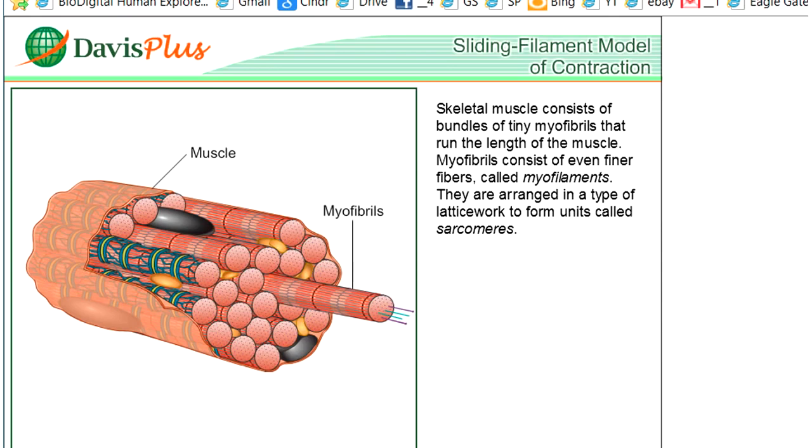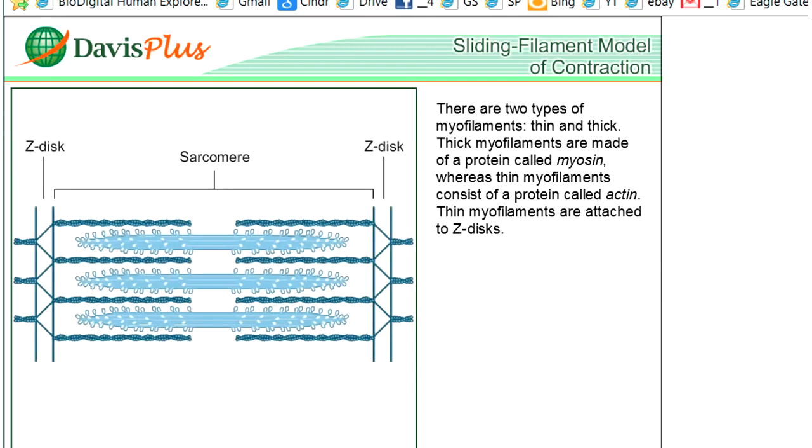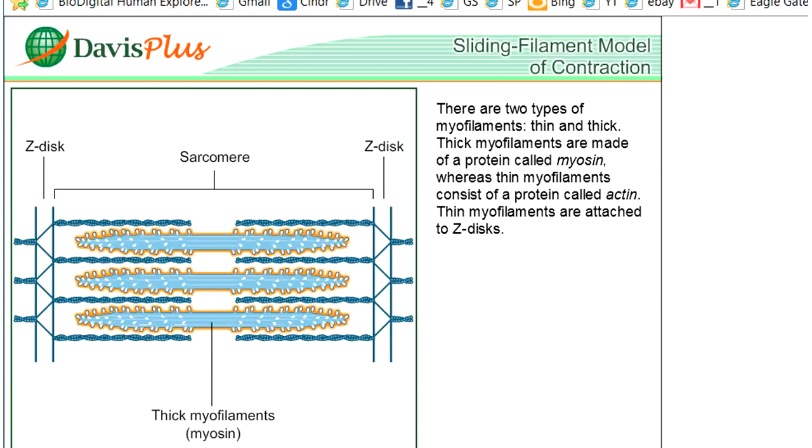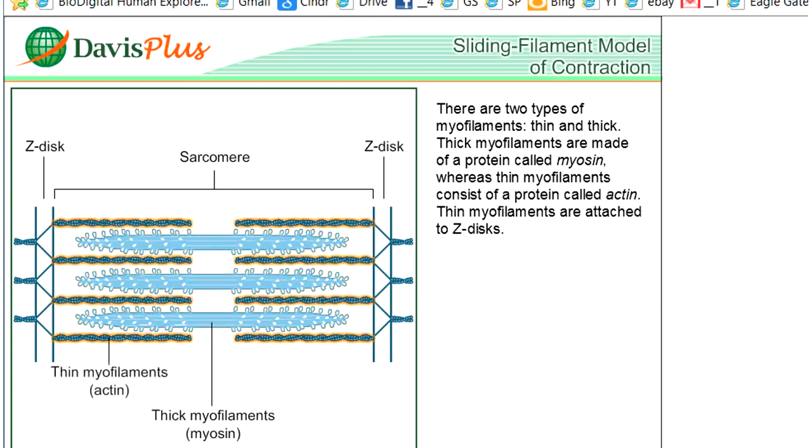Myofibrils consist of even finer fibers called myofilaments. They are arranged in a type of latticework to form units called sarcomeres. There are two types of myofilaments, thin and thick. Thick myofilaments are made of a protein called myosin, whereas thin myofilaments consist of a protein called actin. Thin myofilaments are attached to Z-discs.